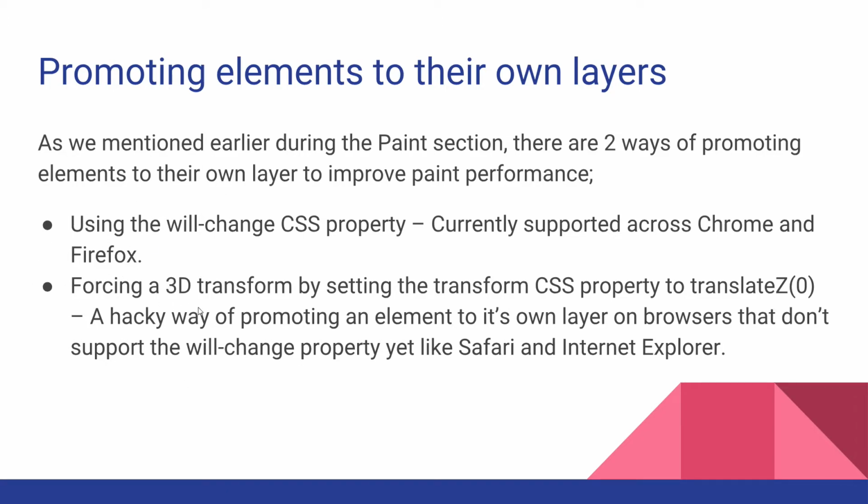And then the old way, this is the old way we did things. You could also set the CSS property of transform to translateZ. This was a super hacky way, but it promoted the element to its own layer on browsers that don't support will-change, like Safari or Internet Explorer. So by using this hack, you can actually force elements to have their own layer to benefit from GPU acceleration. Yeah, this still has to be done on Safari and Internet Explorer.